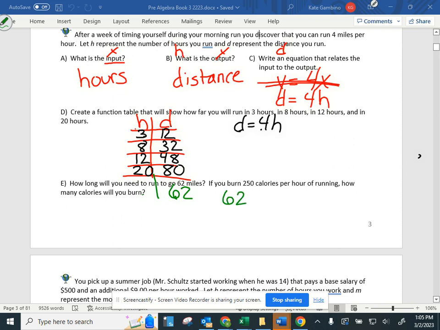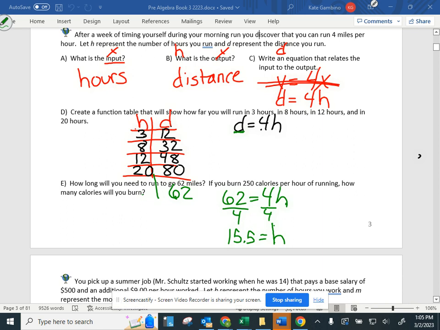I'm going to put the 62 into my equation for my distance. And we know that equals 4h. What I want to find is how many hours. So what is the opposite operation I do, Emmeline? Divide by 4. So Emmeline, what is 62 divided by 4? 15.5. So I need to run for 15 and a half hours to get 62 miles.